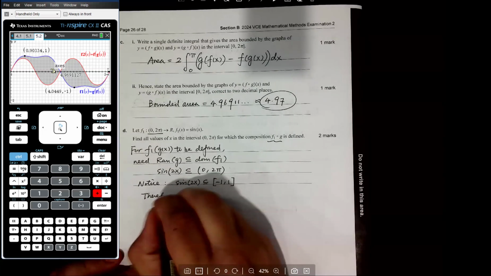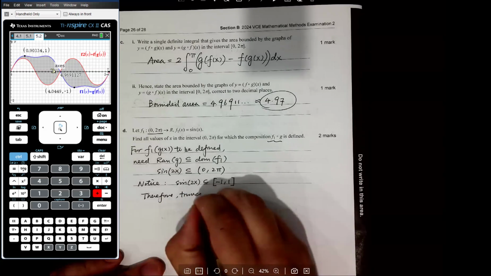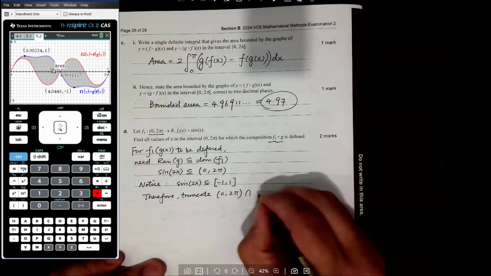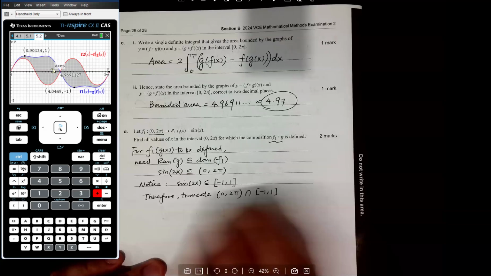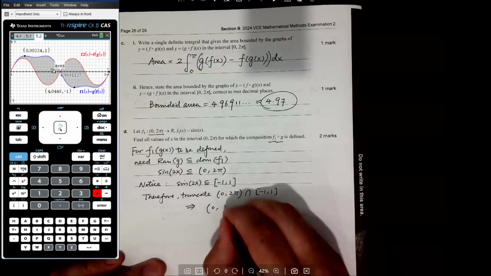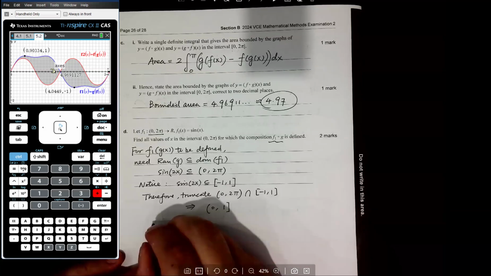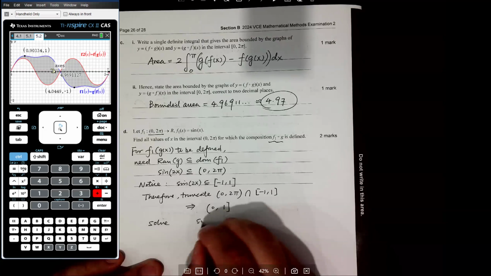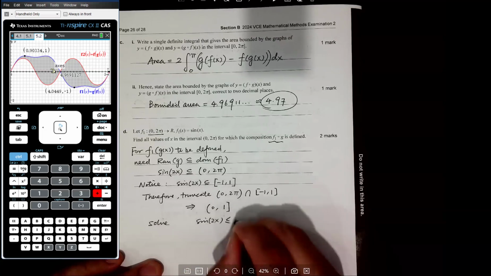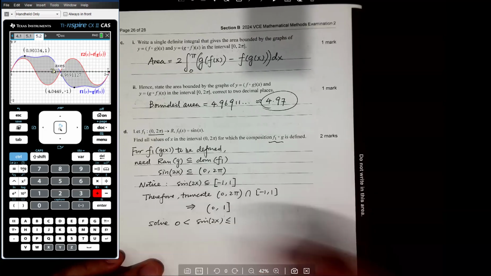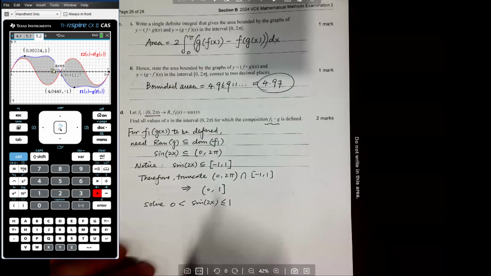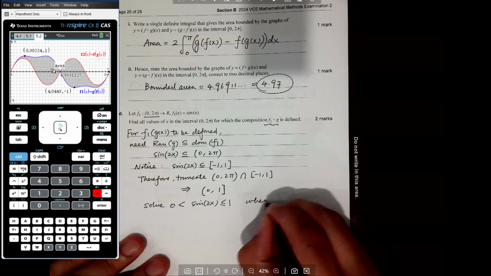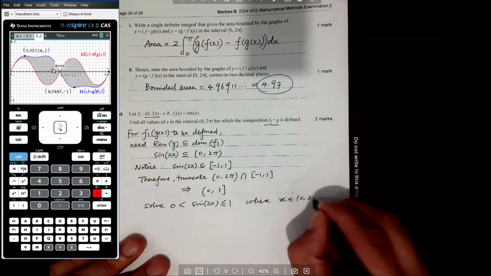Therefore, truncate 0 to 2 pi, intersecting minus 1 to 1. This will give us 0 to 1 only, okay? Now we can solve sine 2x less than or equal to 1, larger than 0. And then the x value, overall, we just discussed anything from 0 to 2 pi.